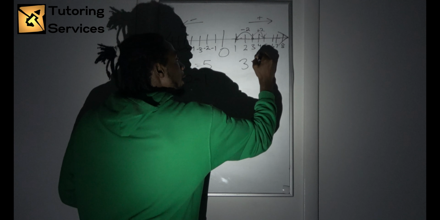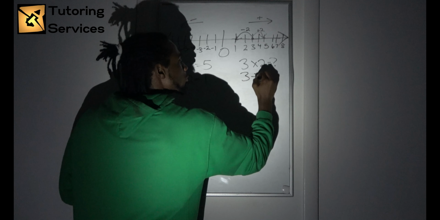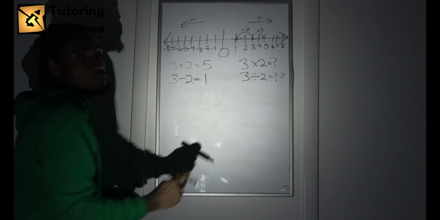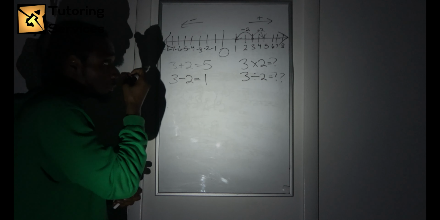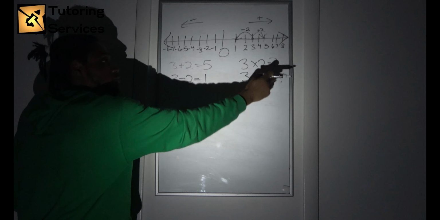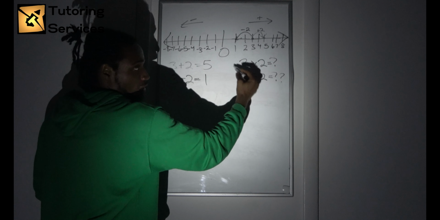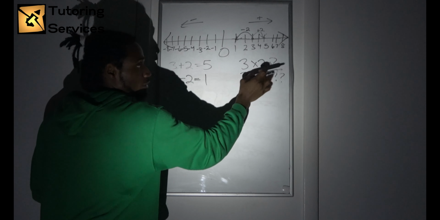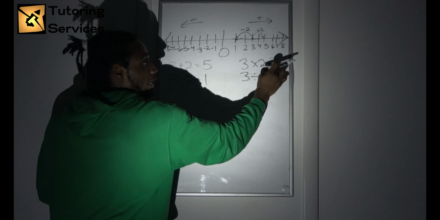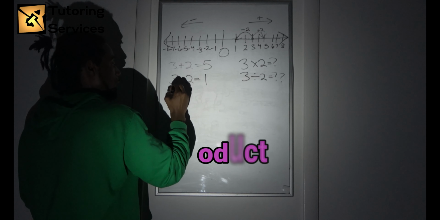What is 3 times 2 equal? What is 3 divided by 2 equal? If you can answer these 2 questions, you probably can skip this video, but we're going to get into division in another tutorial. Here, 3 times 2, and what does it mean? The 3 in this problem is called the multiplicand, the 2 is the multiplier, and what we're looking for is the product.